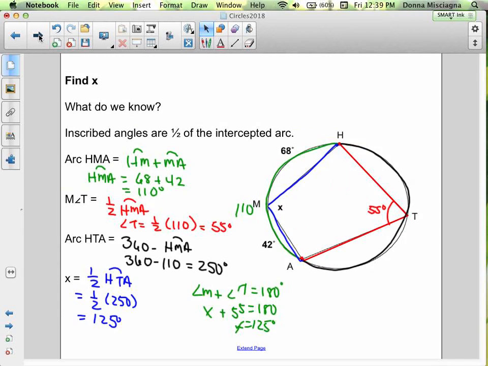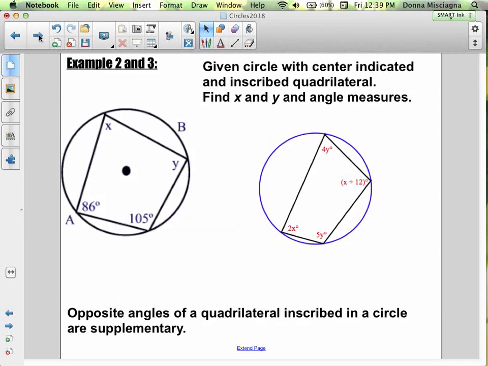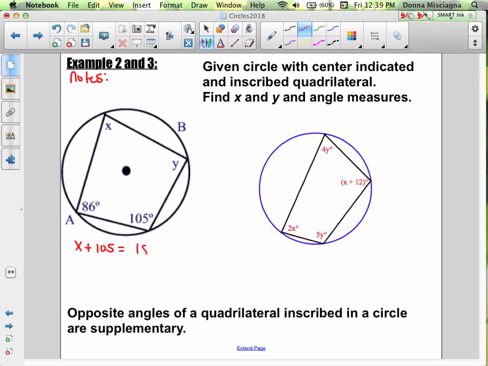And that's our new learning anyway. So here we kind of proved it again. Here we're just going to use it. All right, so that means that, and this is in your notes, so just add the work that goes with these problems. So X plus 105 equals 180.